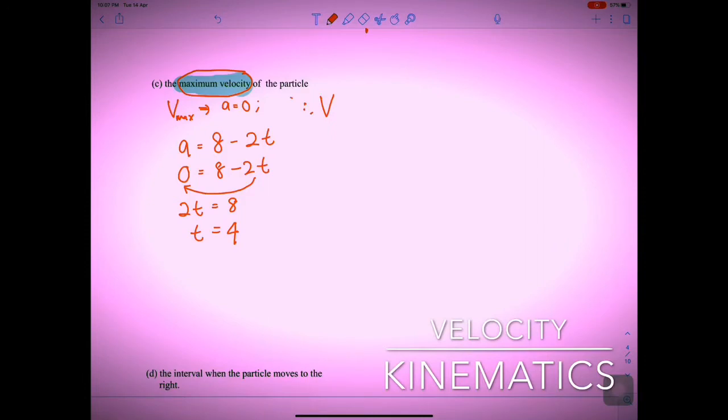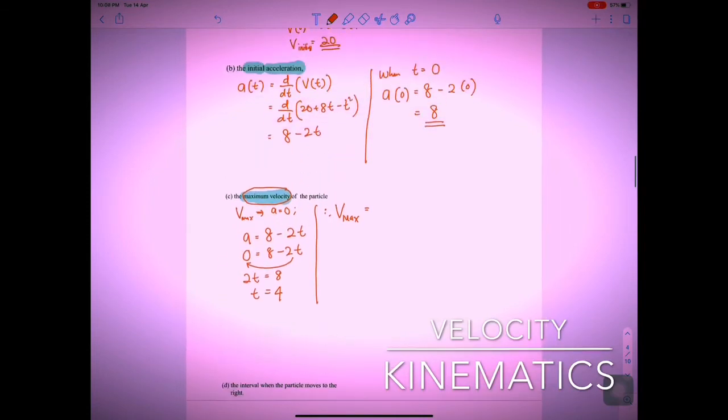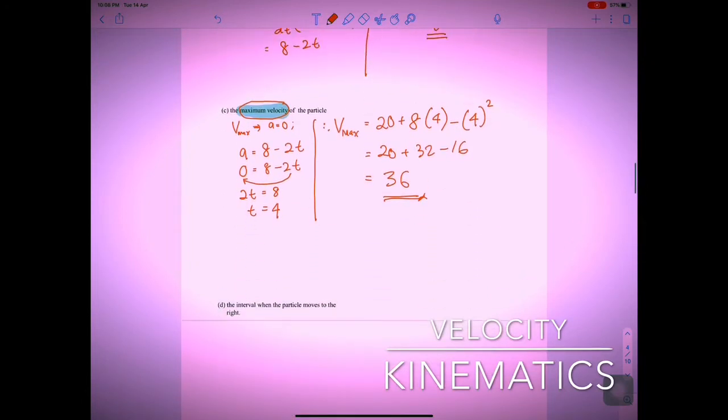So therefore v max, at t equals 4, equals 20 plus 8 times 4 minus 4 squared. By using the calculator, 20 plus 32 minus 16 equals 36.